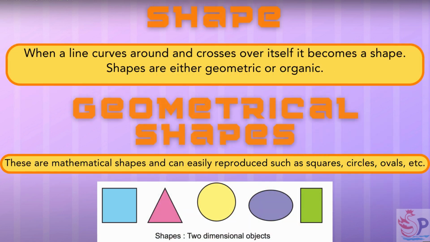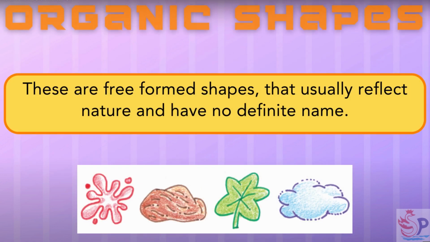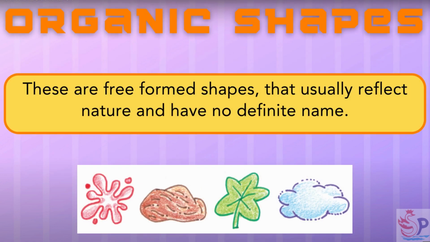Shape. When a line curves around and crosses over itself, it becomes a shape. Shapes are either geometric or organic. Geometric shapes. These are mathematical shapes and can be easily reproduced, such as squares, circles, ovals, etc. Organic shapes. These are free-formed shapes that usually reflect nature and have no definite name.